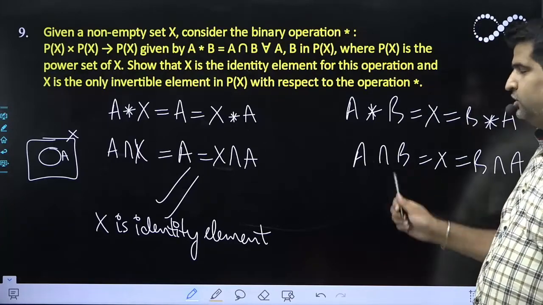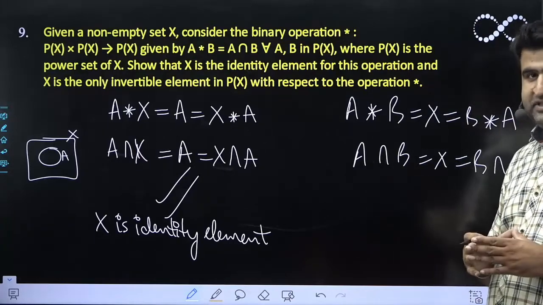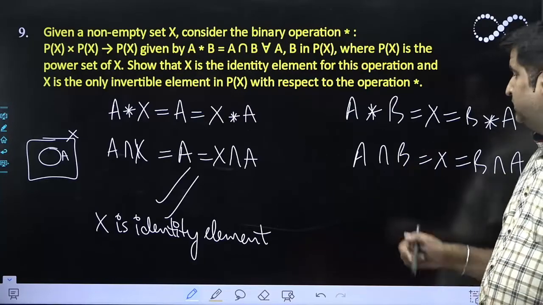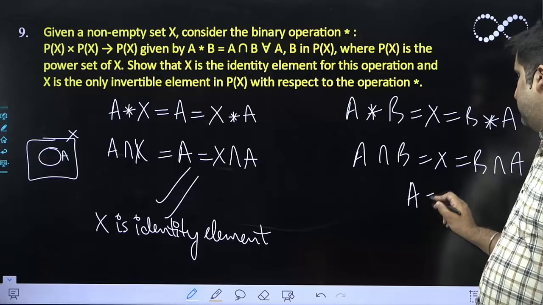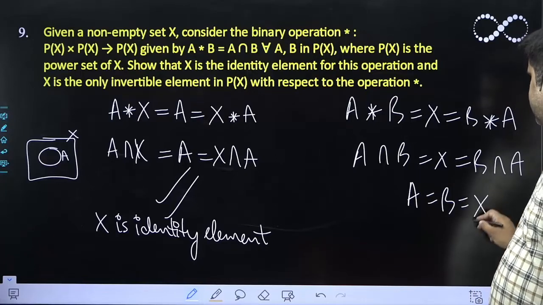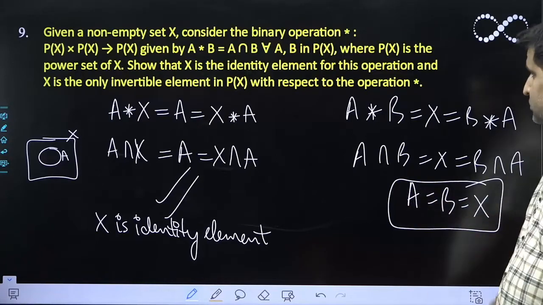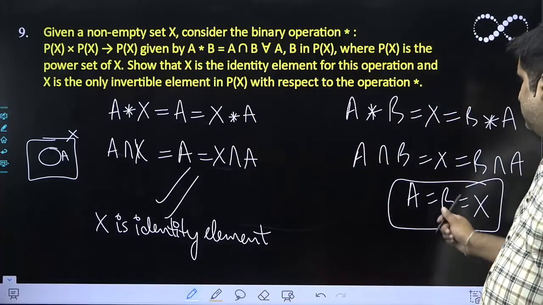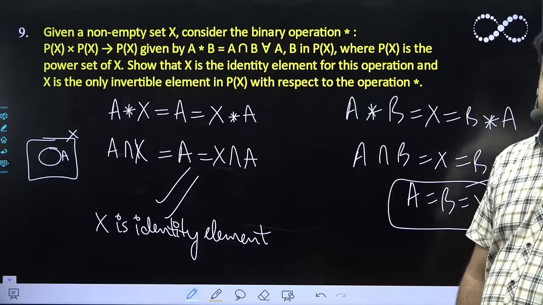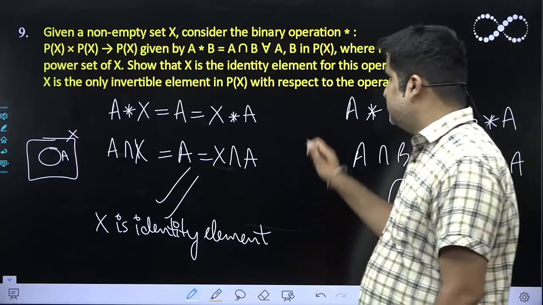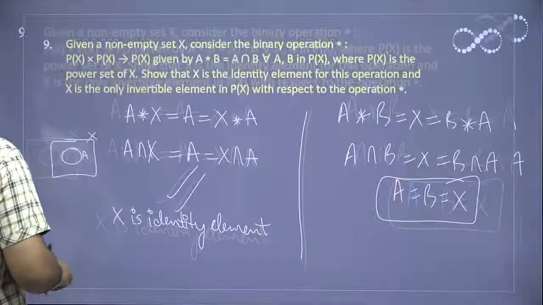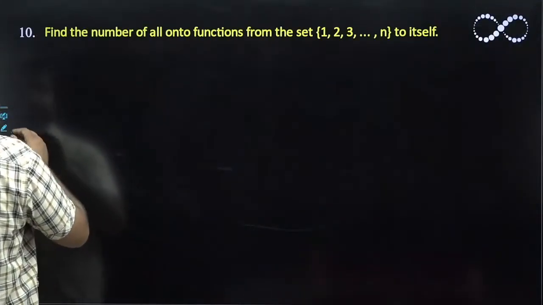Now the intersection of two sets means the common area of the two sets. The common area of two sets is the whole set X. So this is only possible if A is equal to B is equal to X. Therefore X is the only invertible element in Px with respect to operation star. So X is the identity element as well as the only invertible element. Let's move on to the next question.